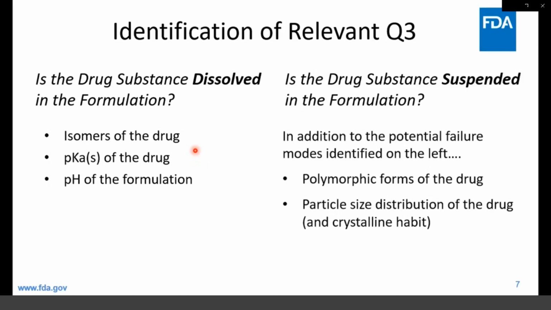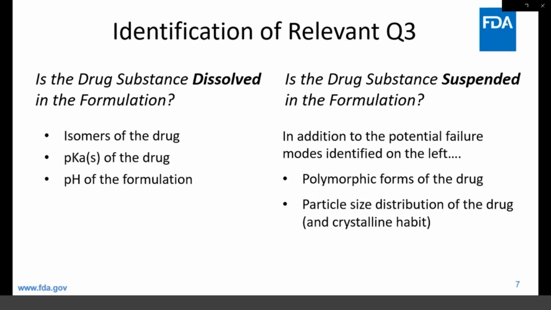Then if we think about dosage forms where the drug substance is not only dissolved, but also there are suspended particles. Here we have to think about, are there any differences between the polymorphic forms of the drug product? Are there any differences in the particle size distribution of the drug substance between the test and the reference product?